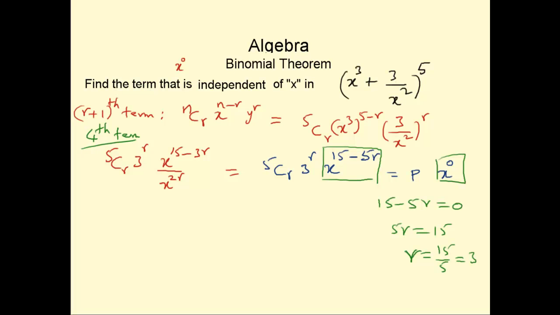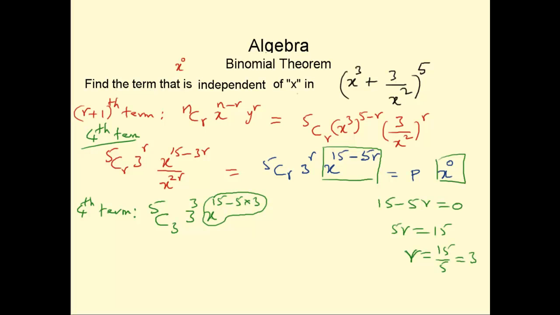So the 4th term would be 5C3 because r is 3, times 3 to the power 3, times x to the power 15 minus 5 times 3, which is 15. So 15 minus 15 is 0. So x to the power 0 is 1. Therefore it is the term independent of x. There shouldn't be any x in there, and that would be 5C3 times 3 to the 3.